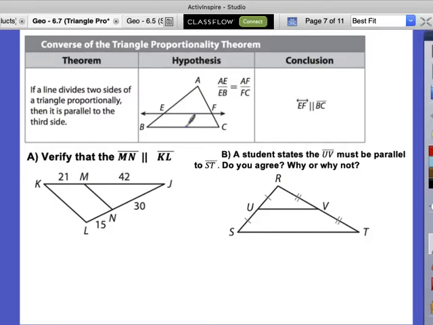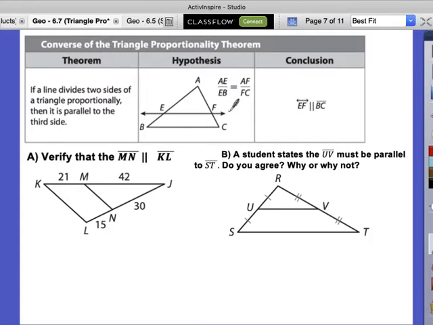So the first one went with, we know they're parallel, so it has to be proportional. This time we're saying, we know it's proportional, so it has to be parallel. If line EF intersects the two sides AB and AC proportionally, where AE over EB is equal to AF over FC, or any rearrangement of those that are okay, like we talked about, then the lines have to be parallel.